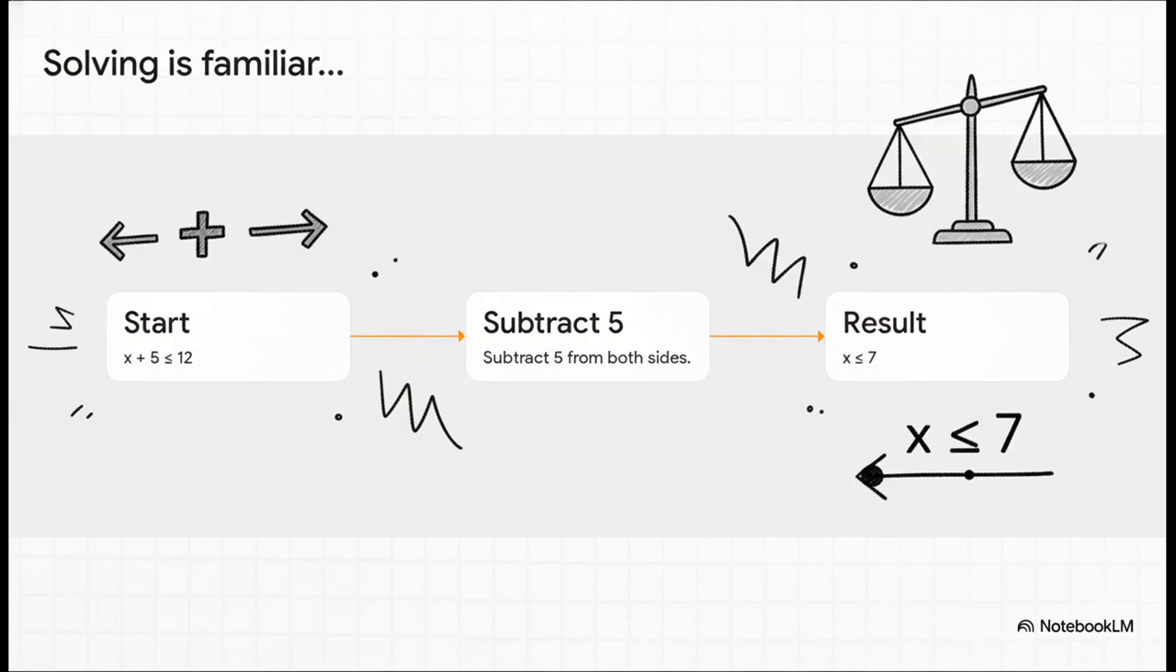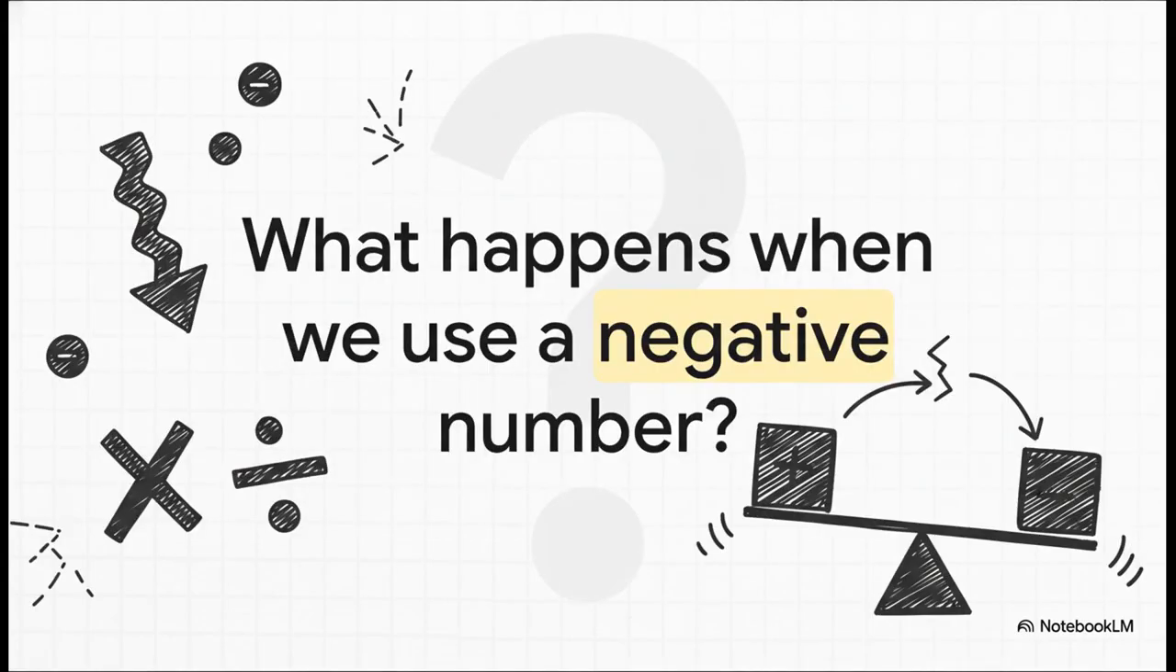So let's start with something that feels familiar. If you have x + 5 ≤ 12, what do you do? You just subtract 5 from both sides, exactly like you would with an equation. And boom, you get your answer. x ≤ 7. Easy peasy. When it comes to adding and subtracting, the rules are identical. But here comes the twist. Everything changes, and I mean everything, when negative numbers get involved with multiplication or division. This is the one place where inequalities just totally break from the rules of equations.